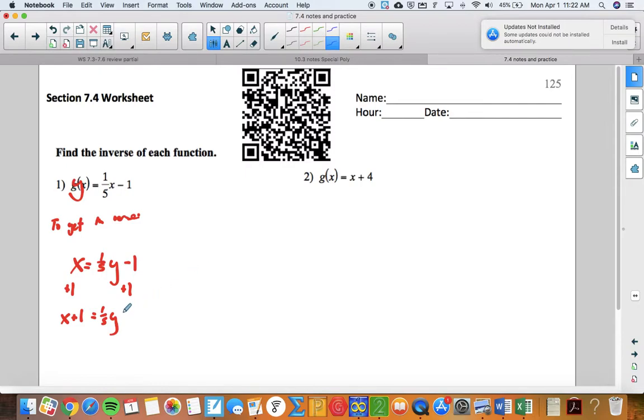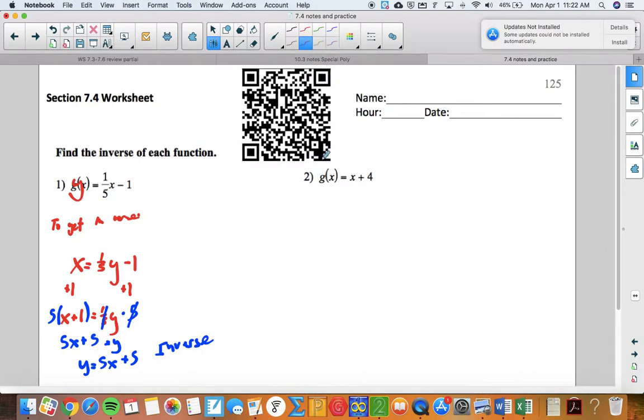So I'm going to take this right side and multiply by 5, and I'll take the left side and multiply by 5. Now what do I multiply over here by 5? The entire left side. So the x and the 1. So 5 times 1 is 5, and 5 times x is 5x. Over here, again, we undid multiplying by 1/5 by multiplying by 5. So our function is now y equals 5x plus 5. This is the inverse function of the function they gave us. There we are.